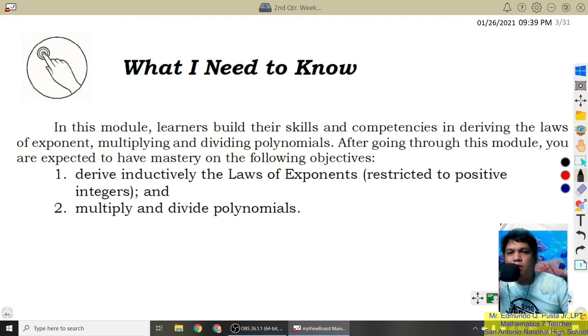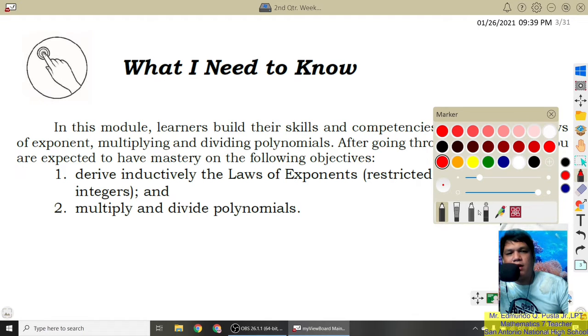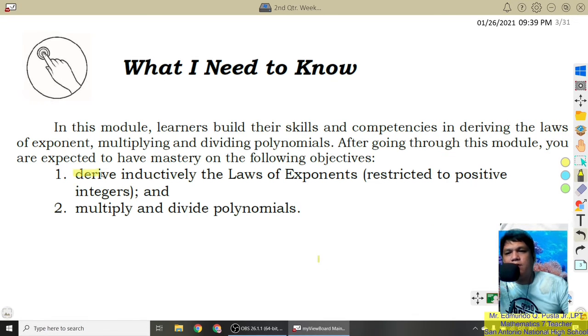So what do we need to know for this module? In this module, learners build their skills and competencies in deriving the laws of exponents, and multiplying and dividing polynomials. After going through this module, you are expected to have mastery of the following objectives: to derive inductively the laws of exponents, restricted to positive integers, and to multiply and divide polynomials.